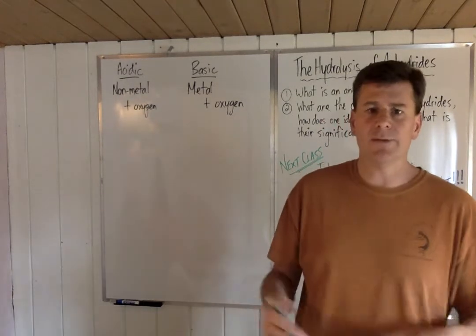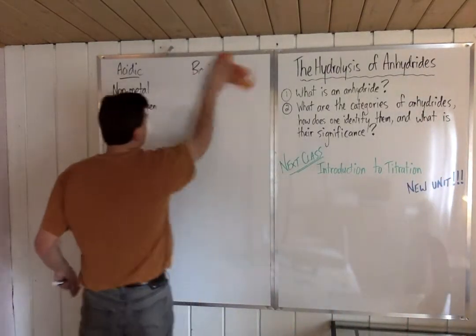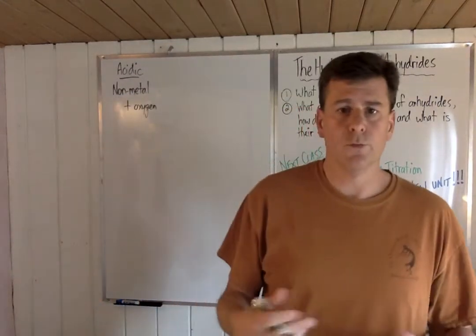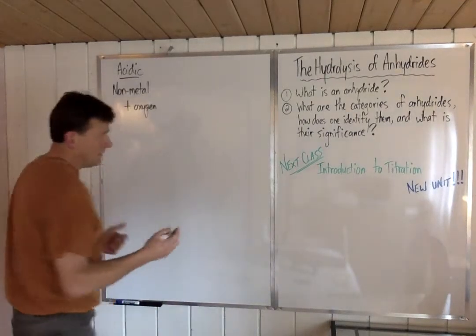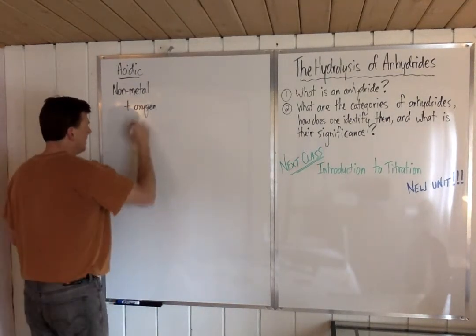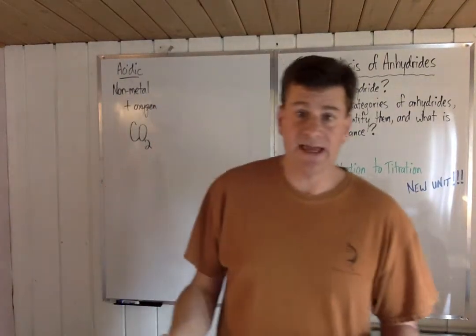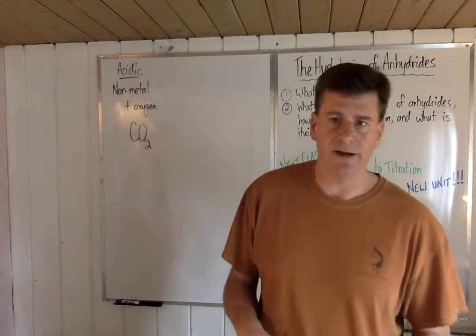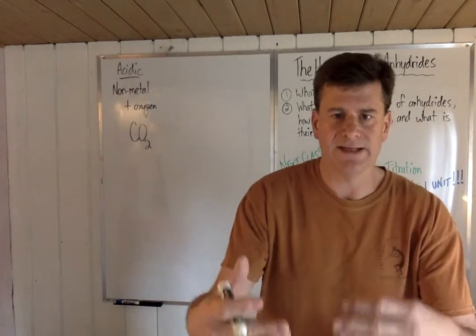Okay, so let's talk about the acidic ones first. So the acidic anhydrides are nonmetals with the oxide attached to it. And so I'll start with carbon dioxide. So carbon dioxide is an example of an acidic anhydride, or a non-metal covalent oxide. Okay, so there's carbon dioxide. This is what they typically do.